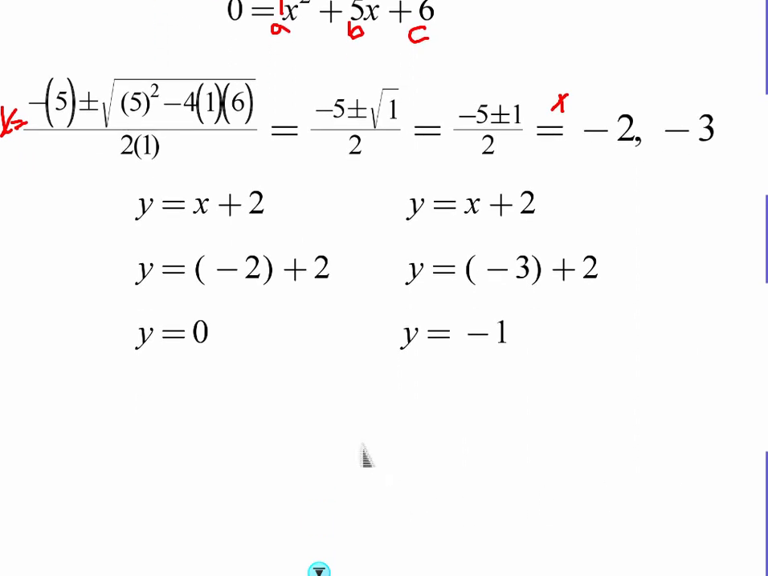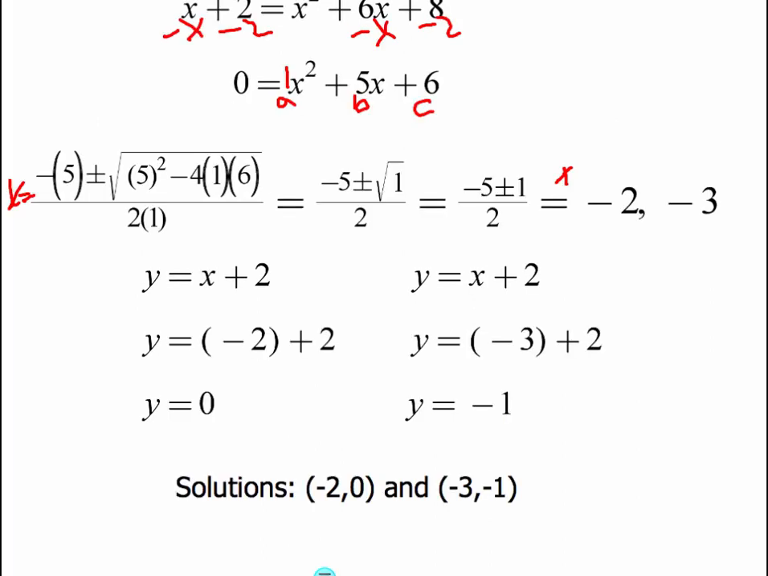And so now I know my two answers. I've got -2 and 0 together, and my other one is -3, -1. So those are the two solutions to this quadratic linear system. So let's take a look at another example here.